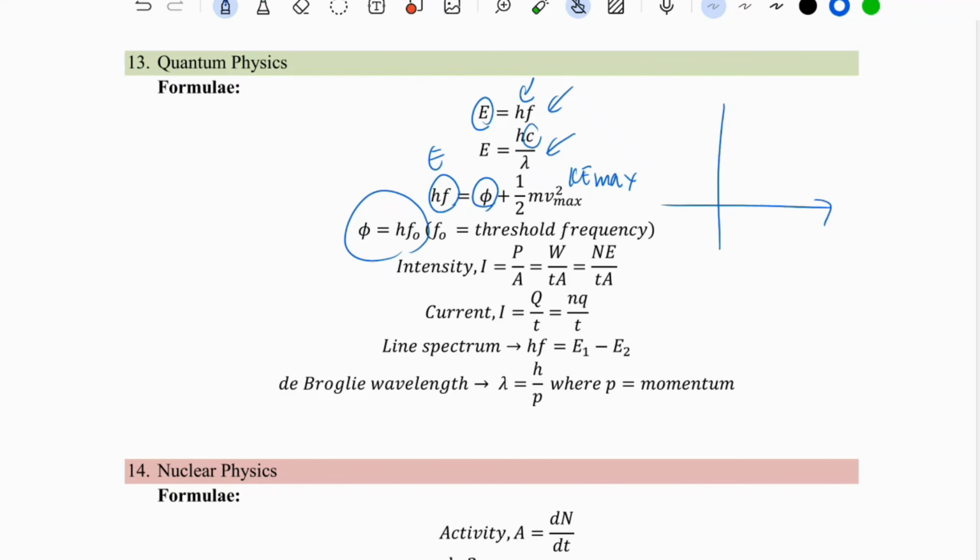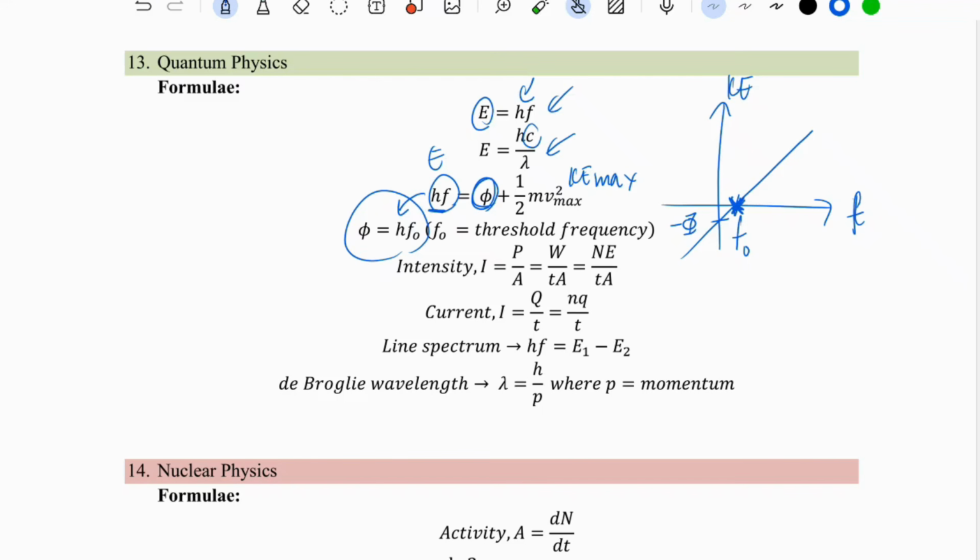Because if we draw the graph, kinetic energy against frequency, you'll get something like this, right? This will be your negative work function, which is your y-intercept. The gradient of the graph will be Planck's constant. Then this one, f naught, is your threshold frequency. At this point, your KE is 0. So your work function is equal to hf naught. So that is how we straight away get this formula.